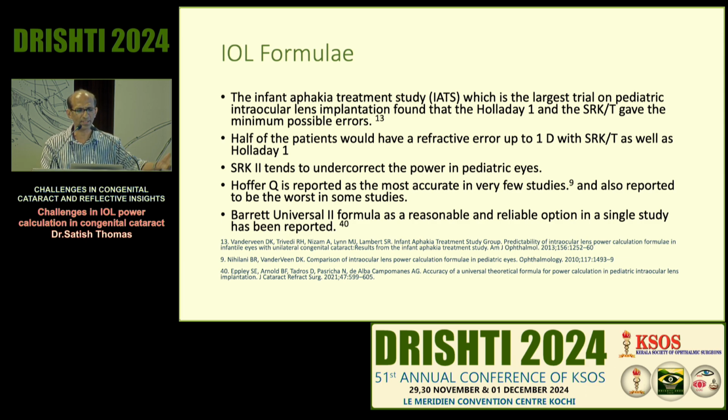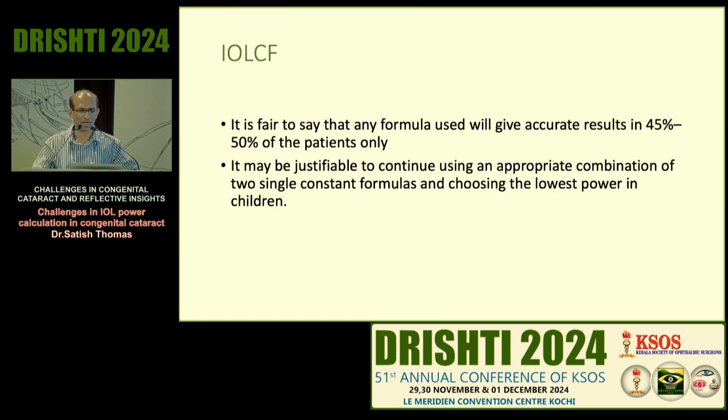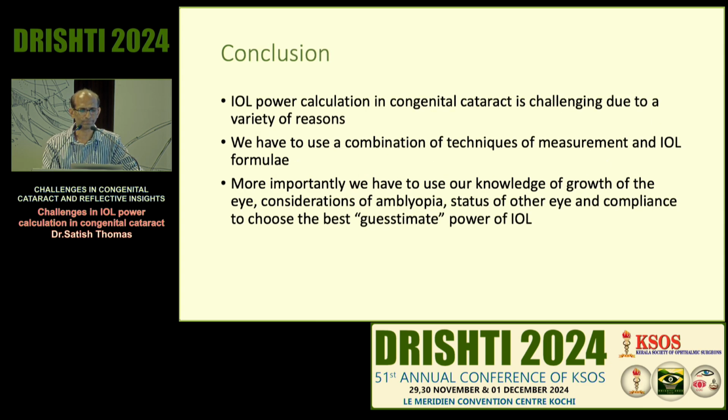But again, some of the other studies have shown other findings. So it is fair to say that any formula used will give accurate results only in 45 to 50% of the patients. It may be justifiable to continue using an appropriate combination of two single constant formulas and choosing the lowest power in children. So to conclude, IOL power calculation in congenital cataract is challenging due to a variety of reasons.